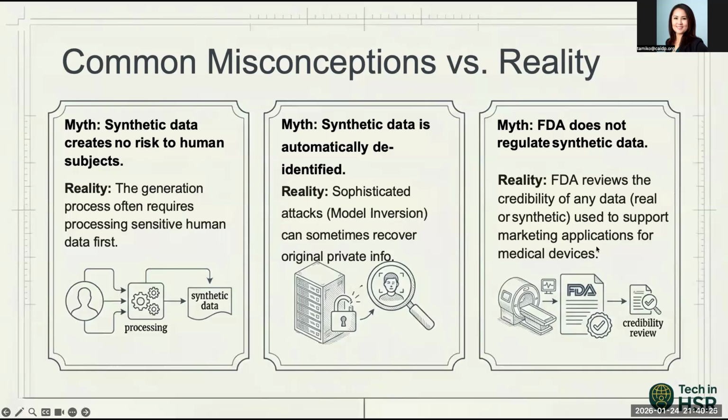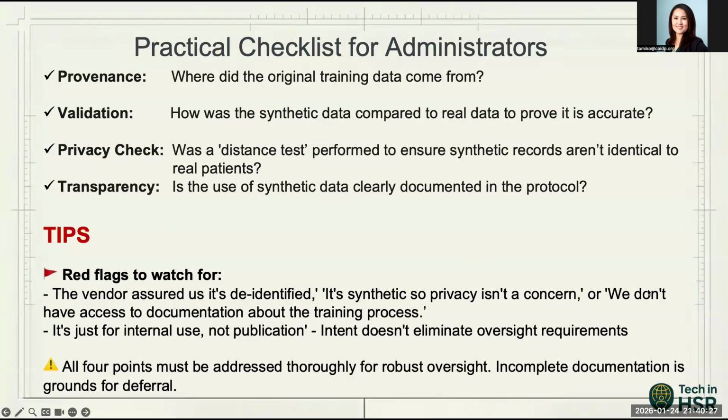So, what should research teams do instead? Here's a practical checklist for research administrators reviewing synthetic data projects. Researchers can refer to it as well. These four questions are going to help you make consistent and defensible decisions. First, provenance. Where did the original training data come from? It's best not to accept vague answers like publicly available data or de-identified records. You need to document which data set, which patients, what consent was obtained. That is going to be your foundation.